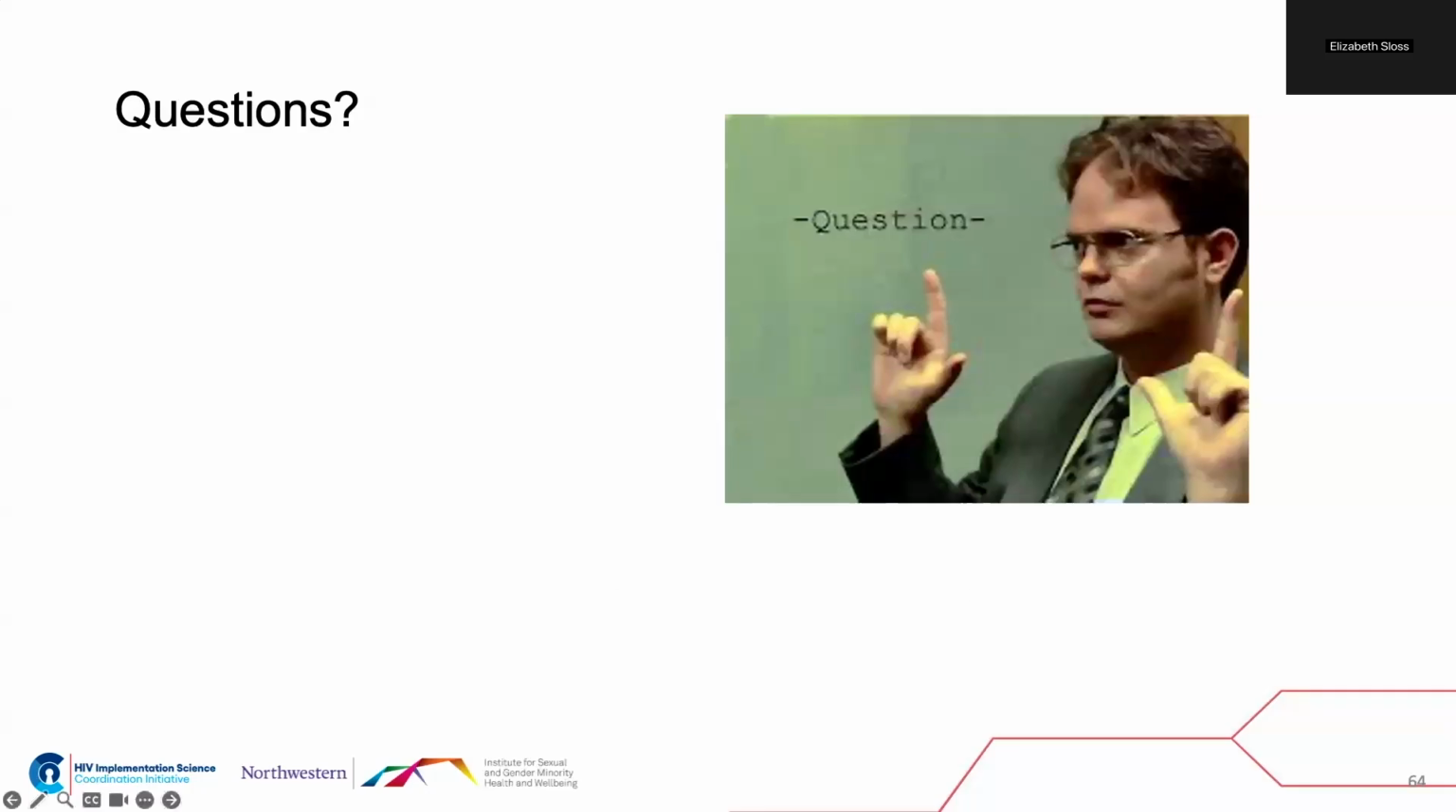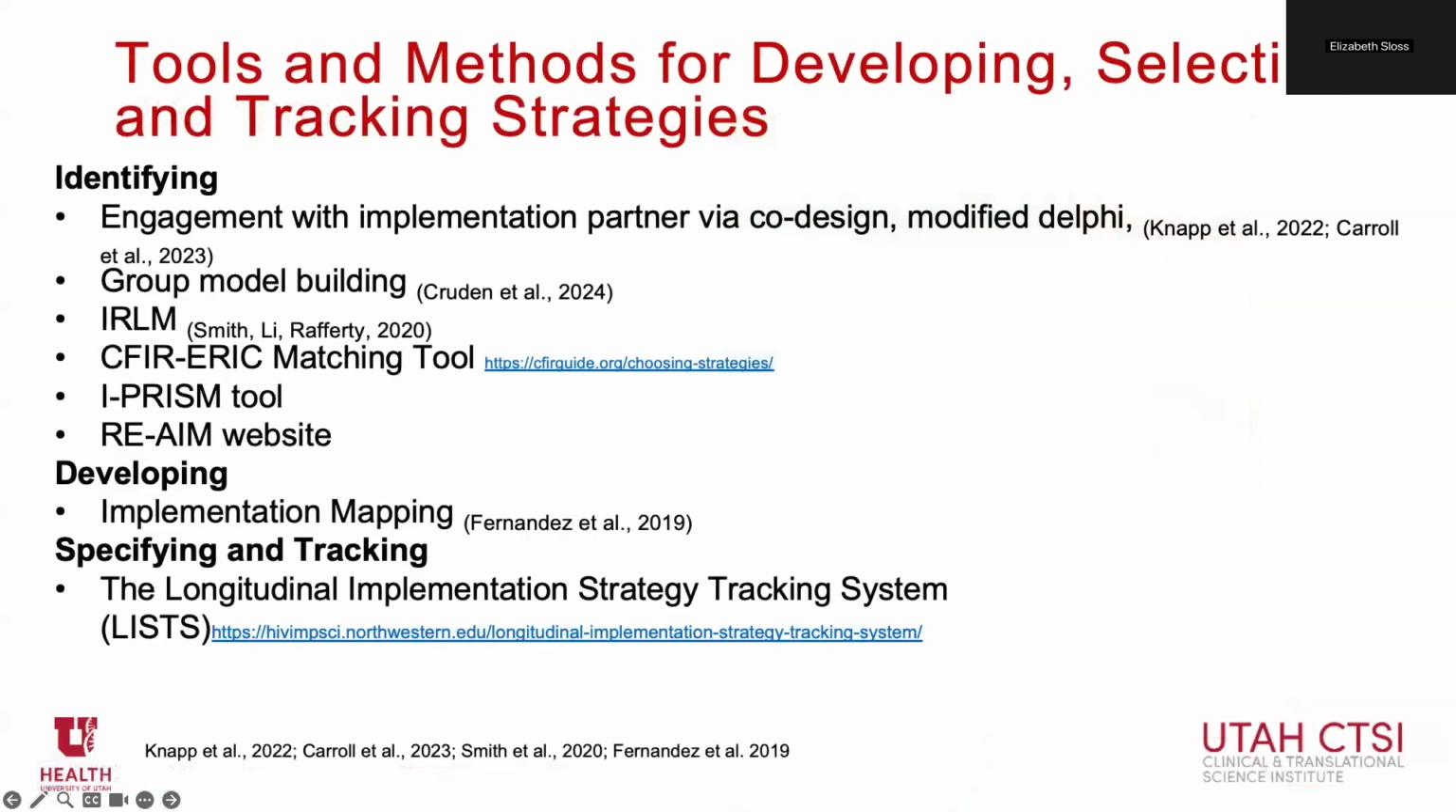Okay, so I believe this is the last segment. I wanted to share with you some tools and methods for developing, selecting, and tracking strategies. There's a whole bunch of tools out there, and some that our CTSI has been directly involved in developing, so I wanted to share those. For identifying strategies, you might be wondering, how do I identify strategies? There's a ton of different methods. One I'm going to share is really a human-centered design engagement with your implementation partner.